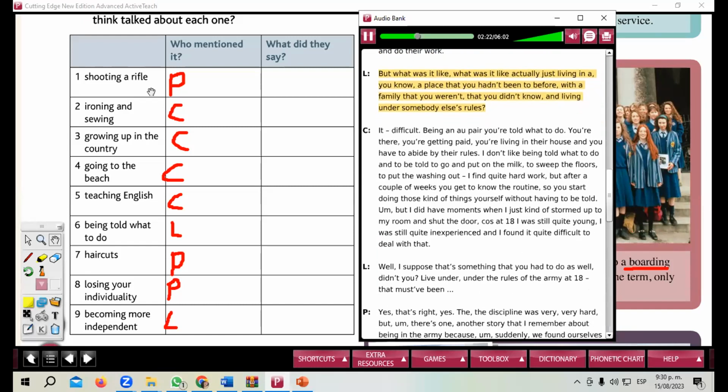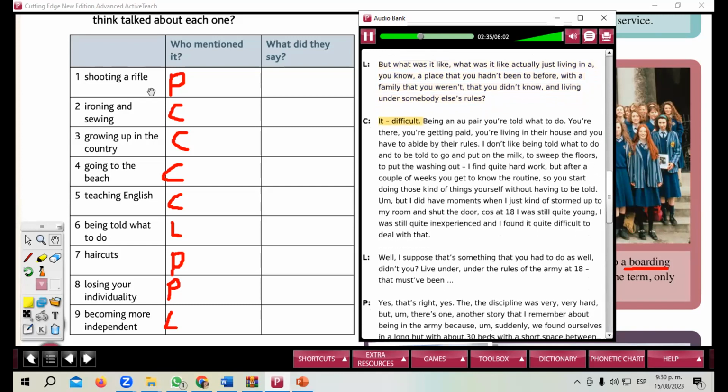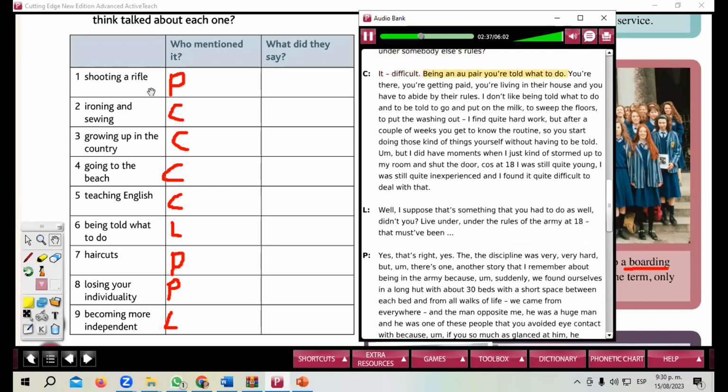But what was it like actually just living in a place that you hadn't been to before, with a family that you didn't know, and living under somebody else's rules? Difficult. Being an au pair, you're told what to do. You're there, you're getting paid, you're living in their house, and you have to abide by their rules.